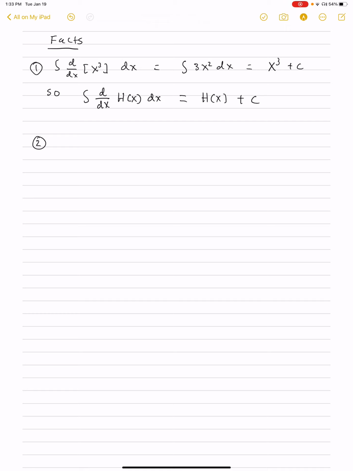The second fact is that if I differentiate a product of two functions, f of x times g of x, well, this is given by the product rule. So this is going to be f prime of x times g of x plus g prime of x times f of x. Then I could integrate.